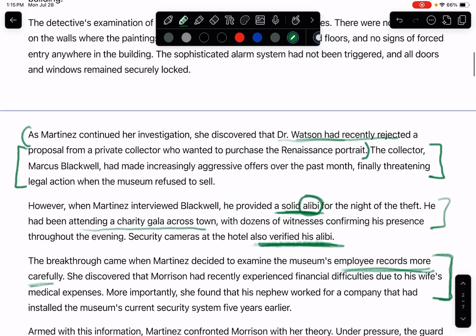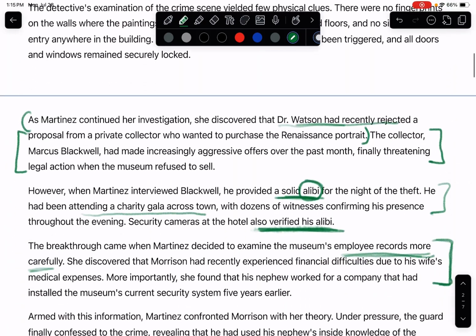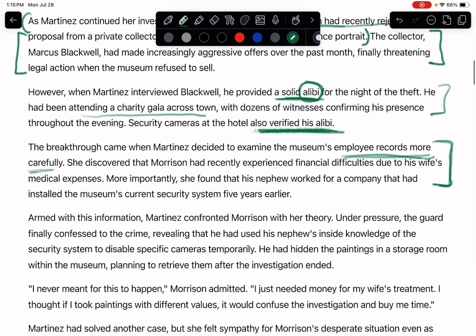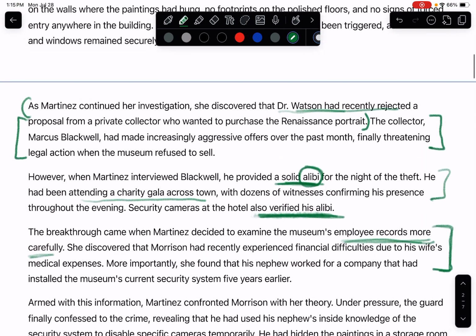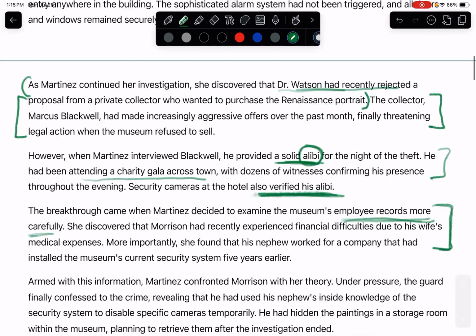So it was the security guard, remember? The security guard did it. Because he needed to sell these things for money. And that rich guy was not involved at all. I thought he was. Seemed like he did.